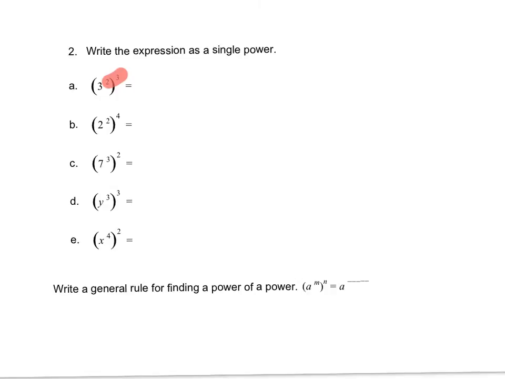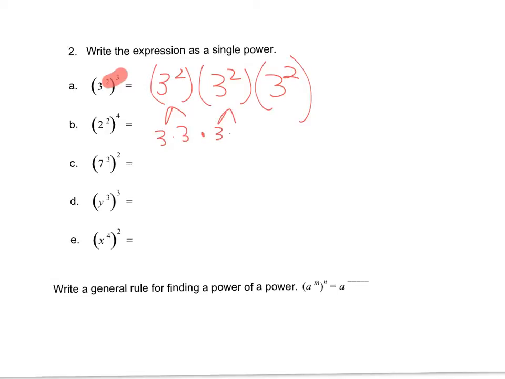So what this expression simply means is 3 squared times 3 squared times 3 squared, which then becomes 3 times 3 times 3 times 3 times 3 times 3. Which when we go ahead and count how many 3's we have, we're going to have 6 3's. So to write this expression as a single power, it's going to be 3 to the 6th power.